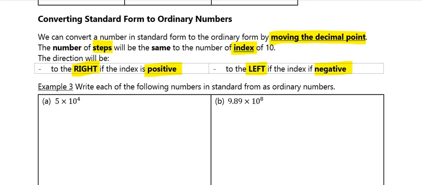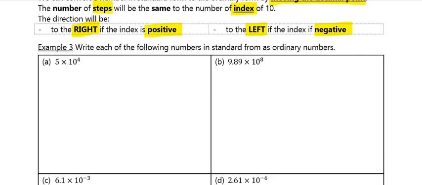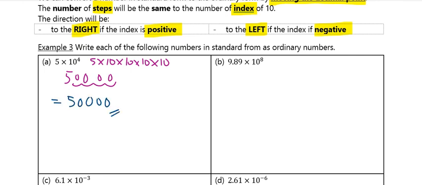For part A, this is actually represented by 5 times 10 times 10 times 10 times 10, right? That's why the direction will be to the right. So let's start. You have 5, and the decimal point will be at the right side. How many steps are there? 4. So 1, 2, 3, 4. You write the 0s in between, and there you have your ordinary number, part A.